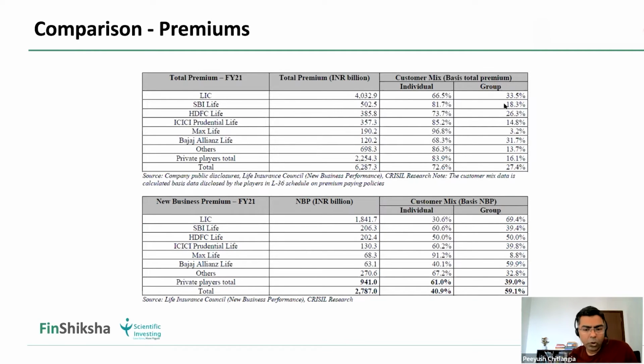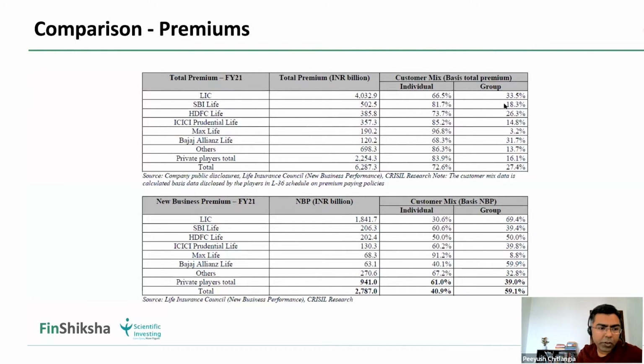Sure. If you look at these comparisons, most of these data points are actually available in the IPO prospectus. We've just picked up screenshots from there, so do take a look at these. There's a bunch of pages where this is outlined.